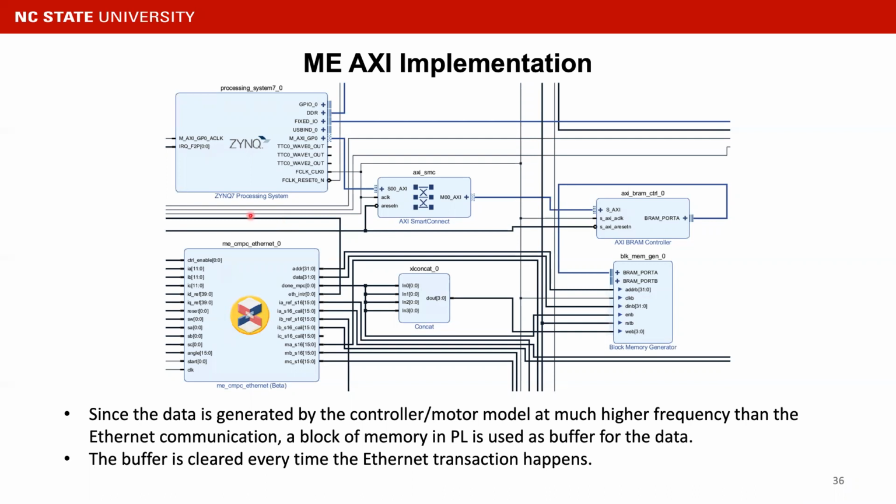To address this issue, we use a block memory as a buffer. This is a dual port block memory, and we use one port, port B shown here, to write the data from the controller, and then we use the other port, port A, for reading the data to the PS core. The buffer in the block memory is cleared every time the Ethernet transaction happens.